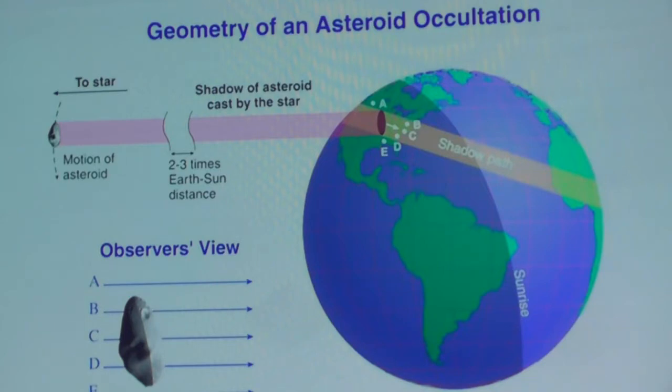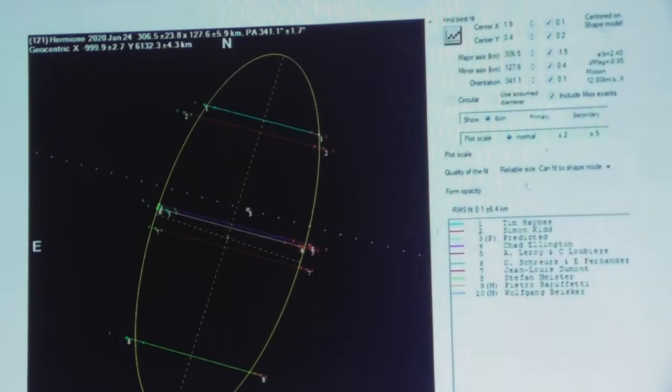Observers B, C and D will see the star disappear, but for different lengths of time, according to how wide the asteroid is at that particular point. So if you correlate all those results and take into account the fact that there are different lengths along the paths, you can get a result. So that's not actually what you've just seen.